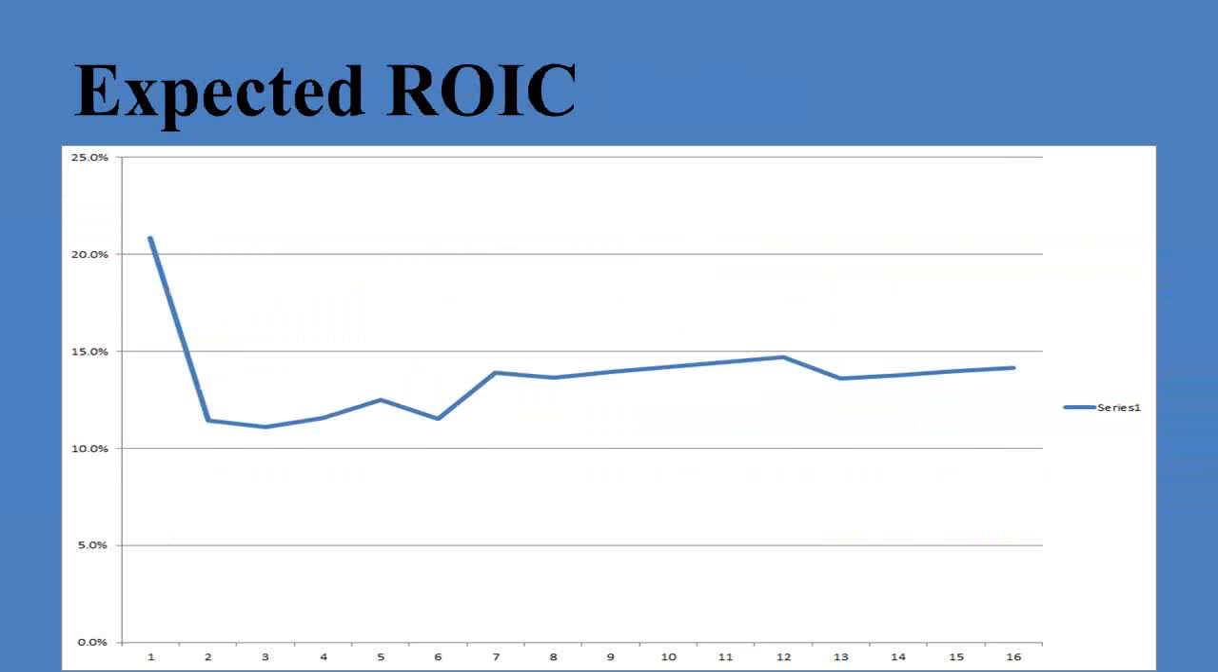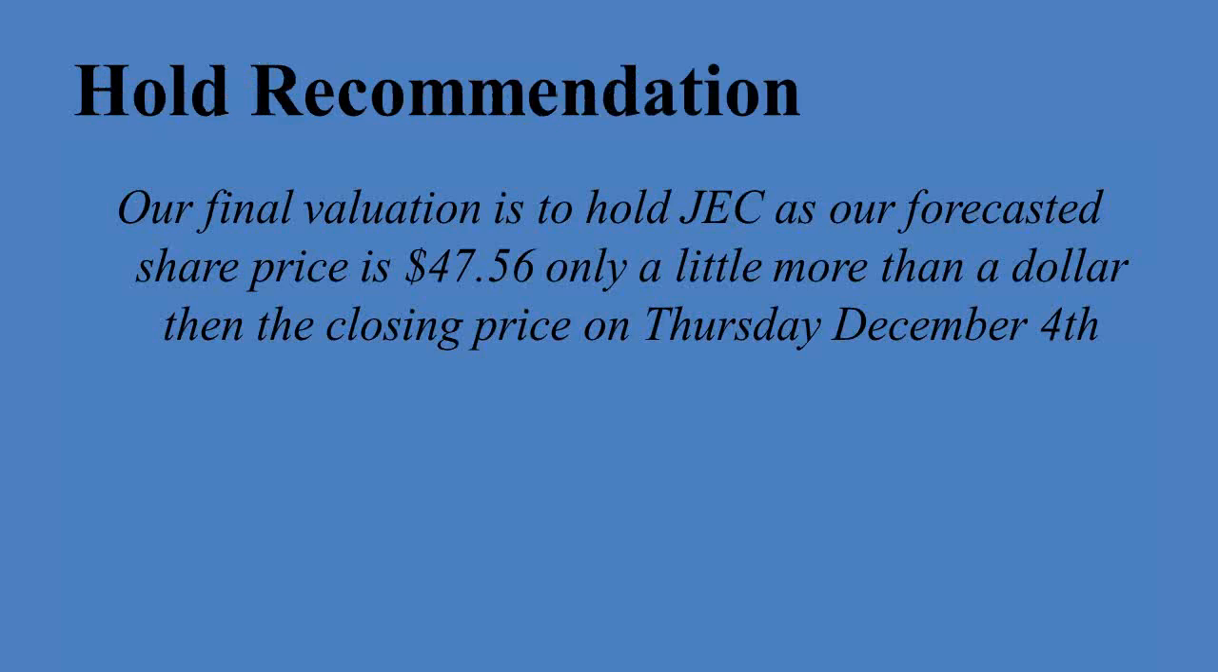This is our expected ROIC chart. And as you can see, it starts off, it increases a little bit, but also decreases after a few years when the EBITDA margin starts to decrease. And we feel this is a pretty good representation of the future for Jacobs Engineering, especially with the theory of ROIC decay and gaining closer to the weighted average cost of capital in the long term.